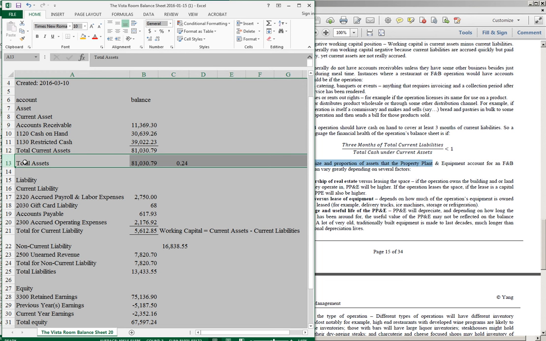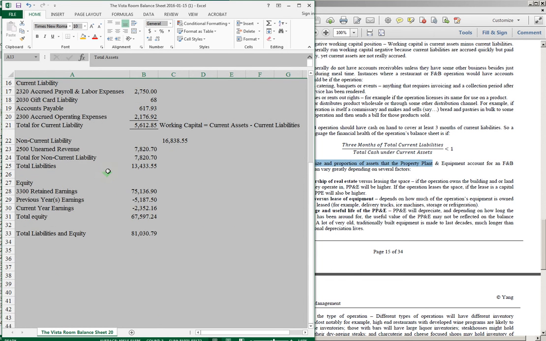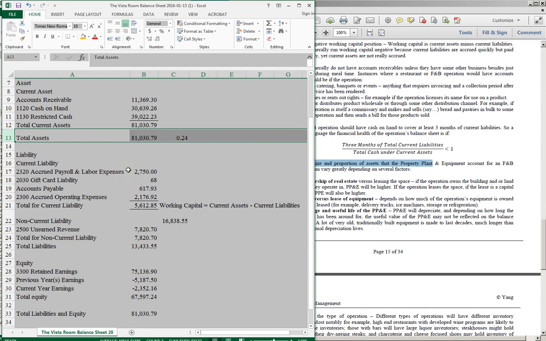The university itself owns the property, plant, and equipment inside the Vista Room. So the Vista Room technically doesn't own it. It's just the shell of an operation, and so it's not held on our books. We probably could try to find an accounting of the property, plant, and equipment, but we haven't gotten there yet. The accounting hasn't gotten there yet.